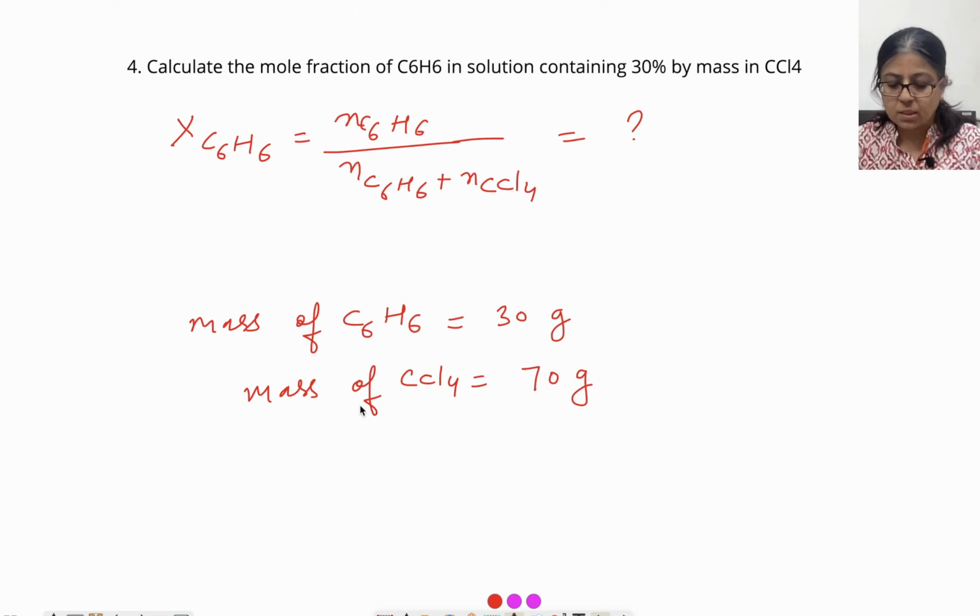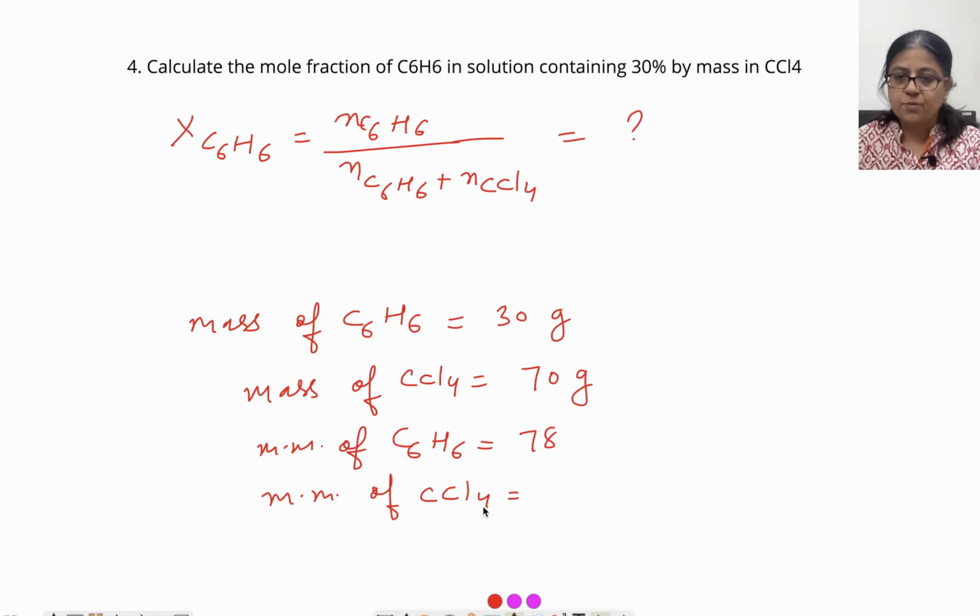Now to calculate it in terms of moles, divide it by the molar mass. To calculate the molar mass, you need the formula of both the compounds. So the molar mass of benzene is equal to 12 into 6 plus 6, that is 78 gram per mole, and the molar mass of CCl4 is equal to 35.5 into 4 plus 12, which is 154 gram per mole.